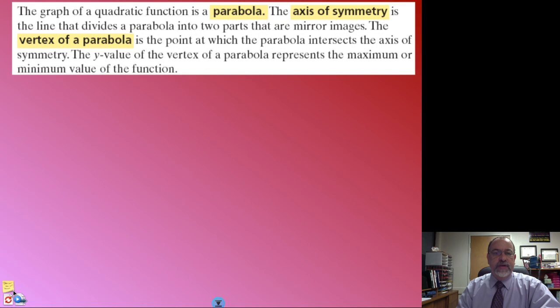Advanced Algebra, Chapter 5, Lesson 1, we're looking at quadratics, and in this video we want to look at the graph of the quadratic and what it looks like in some key points. So let's read this paragraph and break it down into its key parts.